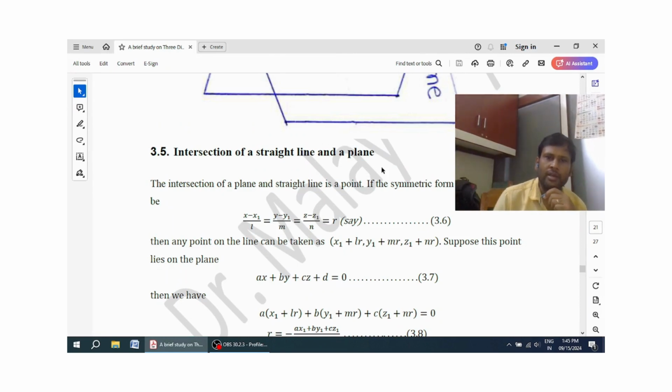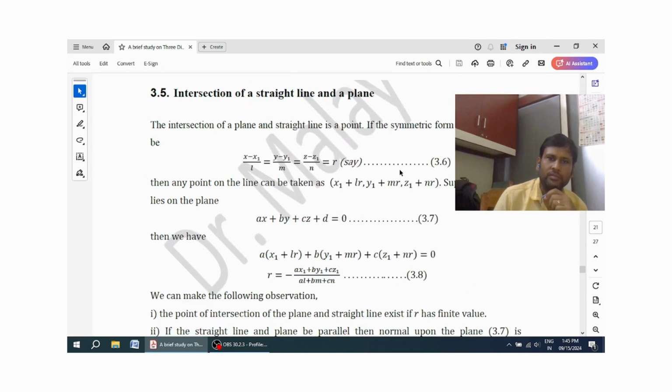Intersection of a straight line and a plane. You see, now this is the plane and this is a straight line. If any point on the straight line is this, where r is any arbitrary constant, and if you satisfy this point with the plane 3.7, then we get the value of r. For these values of r, the straight line intersects the plane.